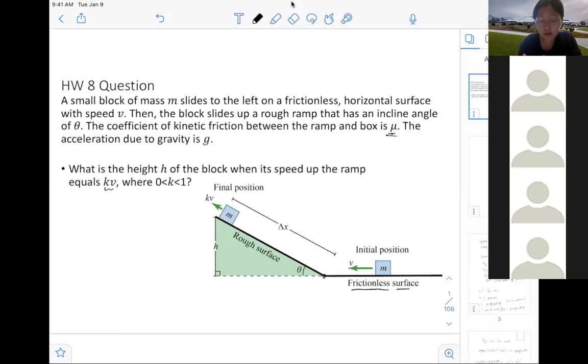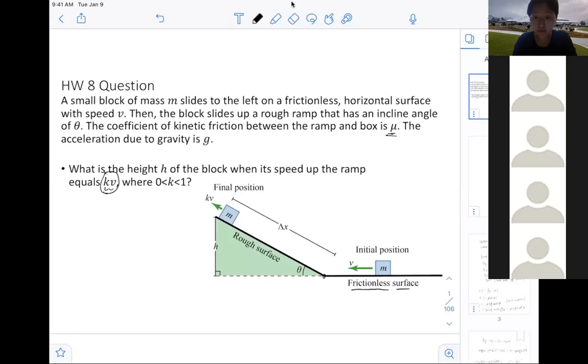Now you might think this is a weird way to tell you the velocity, but it simply tells you what the velocity is. k is a fraction between 0 and 1. So if k is 1/2, this is really asking, when its speed is half of the speed that it was before, what is the height h? So this fraction is represented by k. What is the height when the speed is kv? We're going to use conservation of energy to solve this.